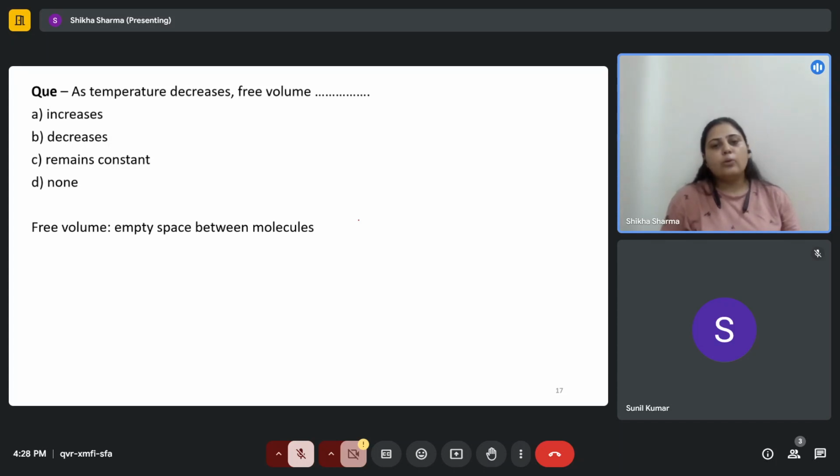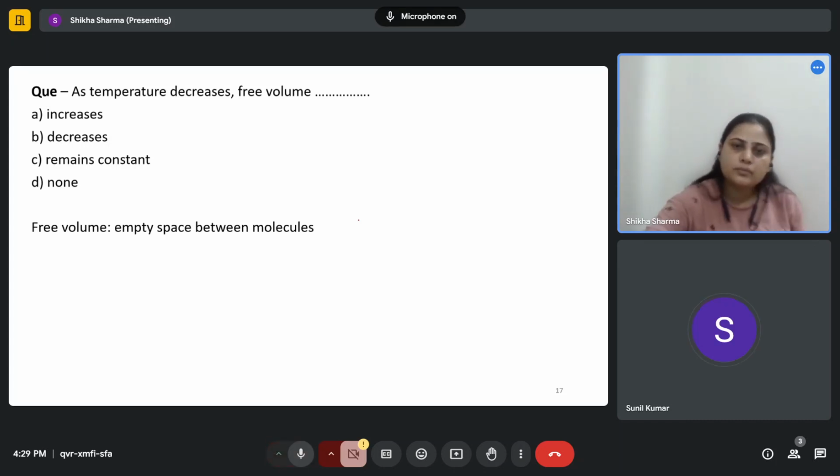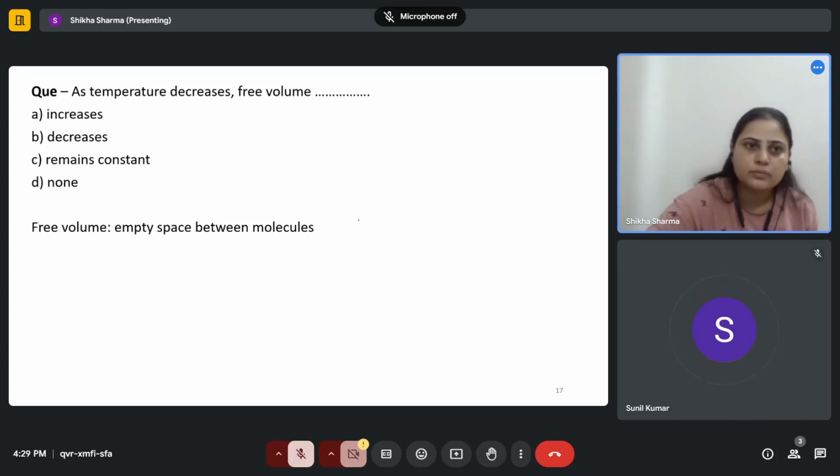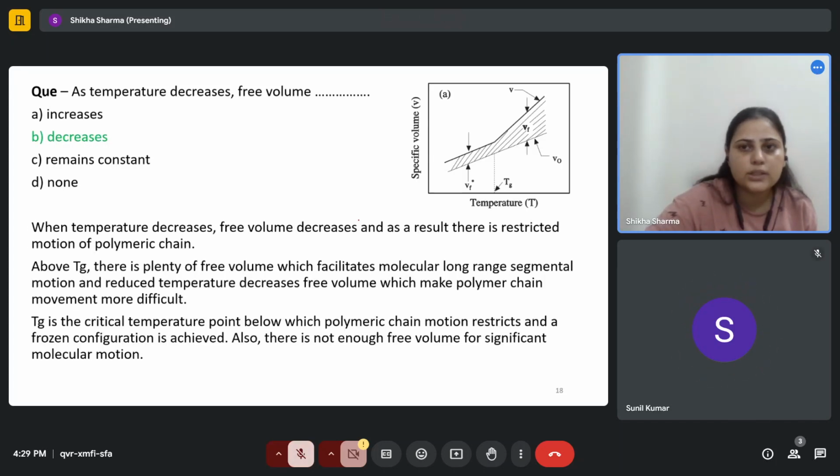When the polymer is there and there is the left out space, which is like the polymer chains occupy the space, right? So there will be some space which is empty. So that is the free volume. So as the temperature decreases, free volume... you are saying decreases, which is correct.